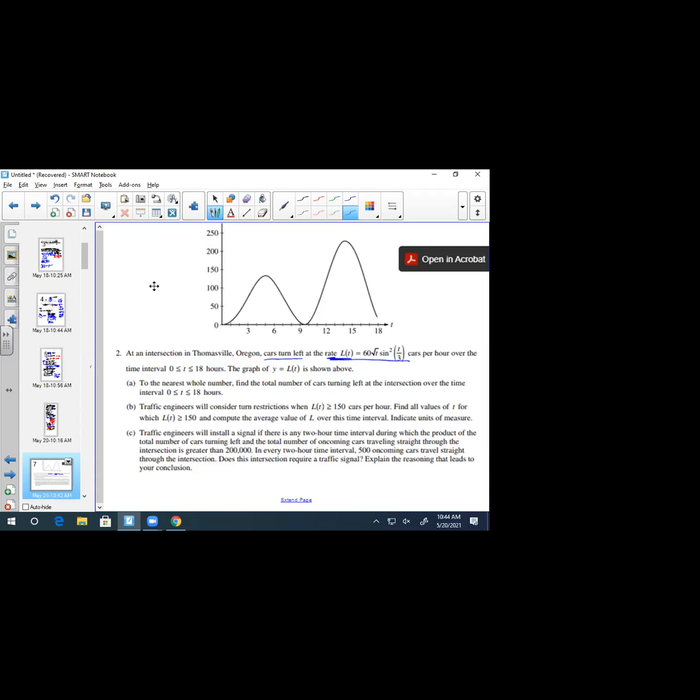Just the integral of that. So this isn't really a good leaky bathtub problem like I wanted, because you can't undo cars turning left. But this would just be the integral from 0 to 18 of L of t dt. And then you would plug that into your calculator and get an answer.